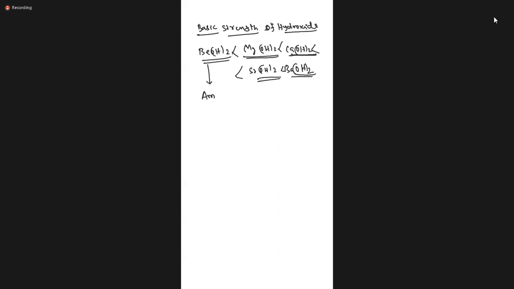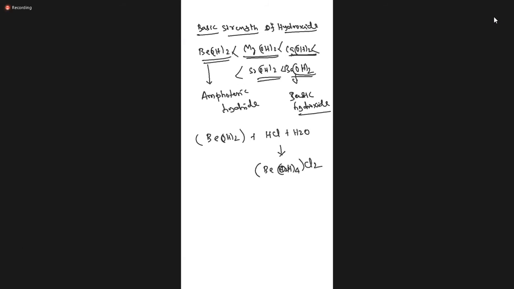Be(OH)2 is an amphoteric hydroxide. The others are called basic hydroxides. Since this is an amphoteric hydroxide, Be(OH)2 reacts with HCl in aqueous medium to give BeCl2 and H2O. Sorry, it gives Be(OH)4 and Cl2. This is called the berylate ion.